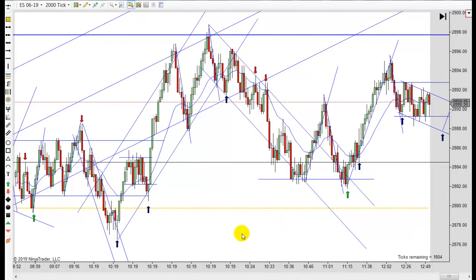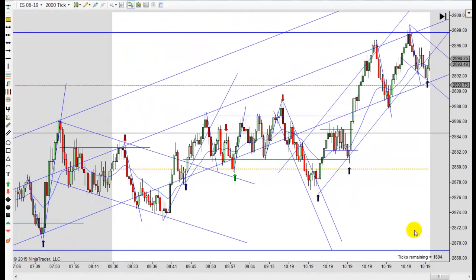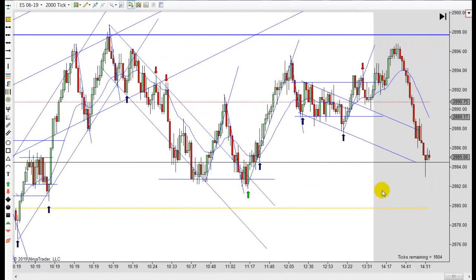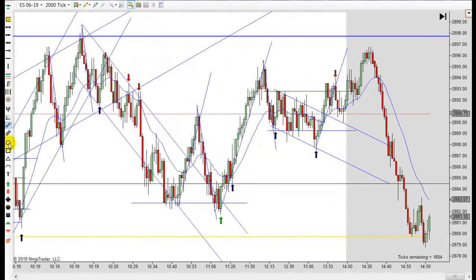And you can see this is the regular session open. Notice how many times we played off that, both sides. So those levels can be important, so keep up with them. But yeah, you might have entered right here. That's another one that I could have marked.